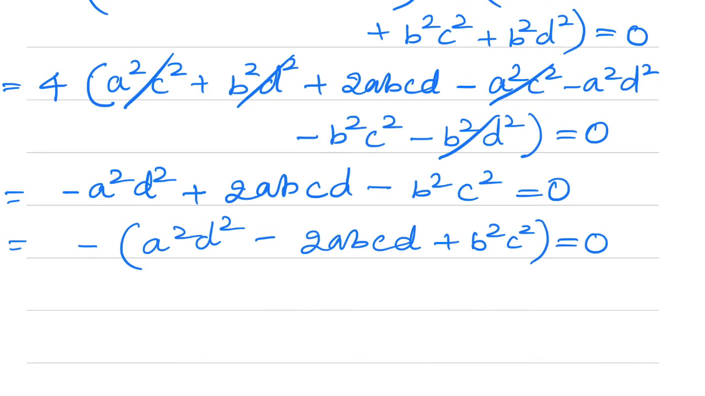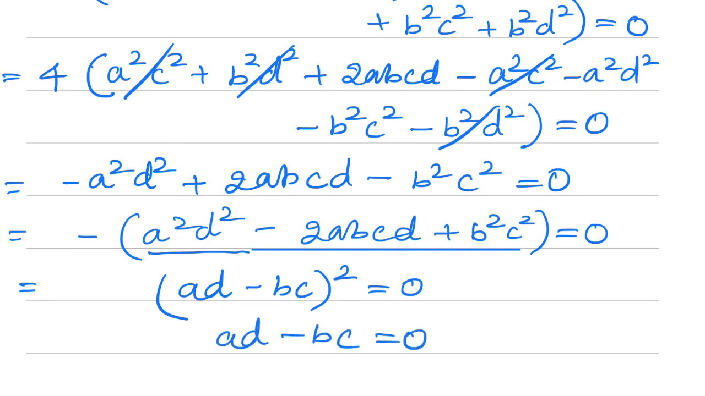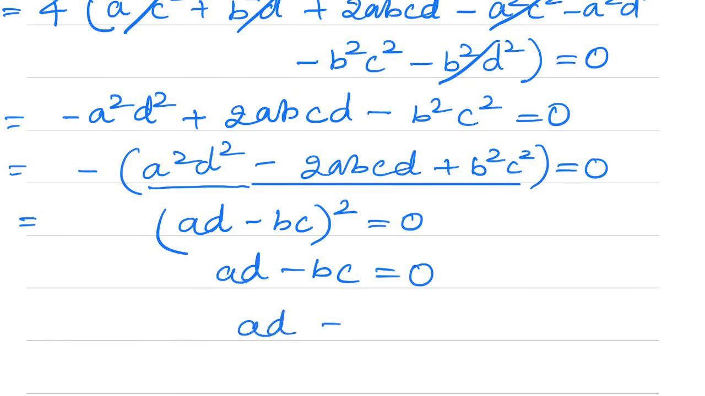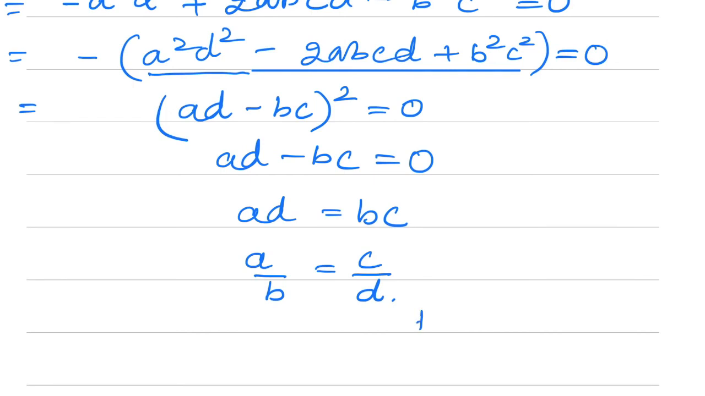Minus sign goes that side, becomes 0, and now this is in the form of (ad minus bc) whole square is equal to 0. Taking square root on both sides, we have ad minus bc is equal to 0. So ad is equal to bc, and I can write down as a by b is equal to c by d. Hence proved.